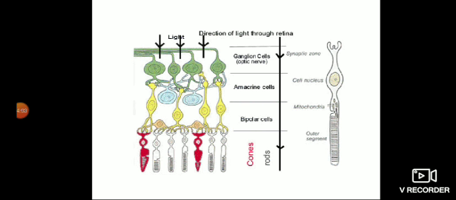In the examination you will not be asked to draw these diagrams, but for the knowledge, rods are responsible for vision in the dark, and the cones are responsible for the colored vision. So cats have more rods and the man has more cones.